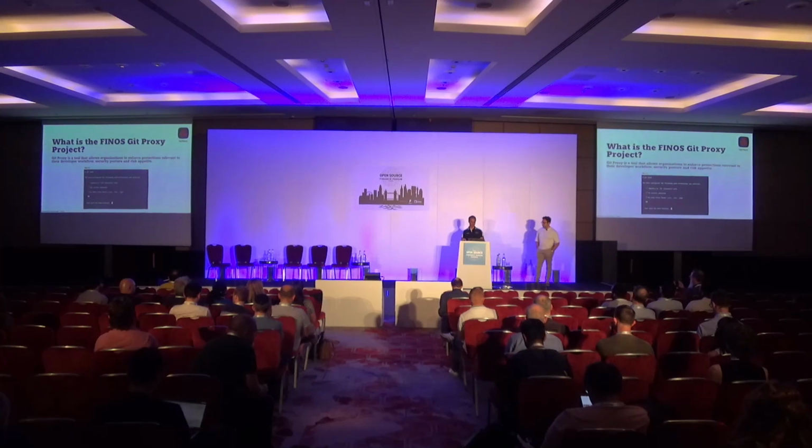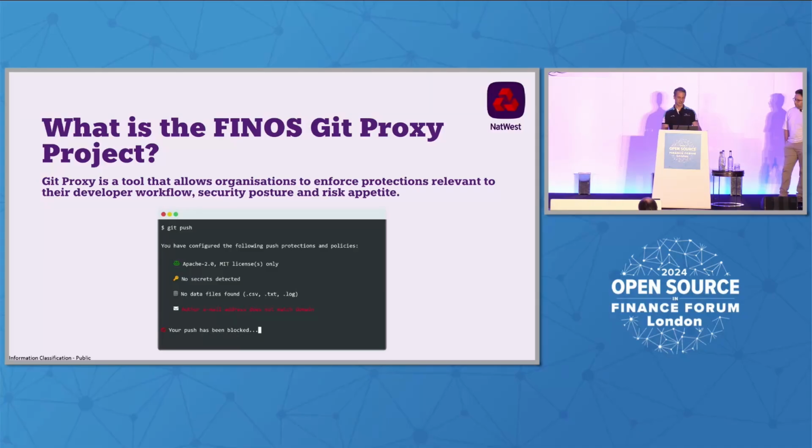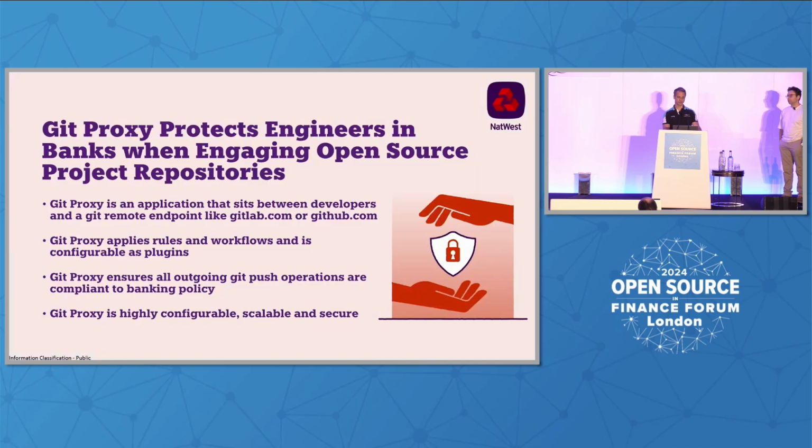And this is what you can see. For example, if you start a Git push, then the message comes back from Git Proxy. You have configured the following push protections and policies: license, secrets, no secrets detected, no dodgy data files, breaking your policy is detected. And actually, the author of the email address does not match the domain, so this push has been blocked. Git Proxy also protects and enables engineers to use open source project repositories.